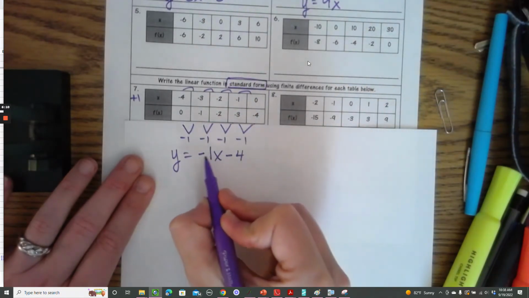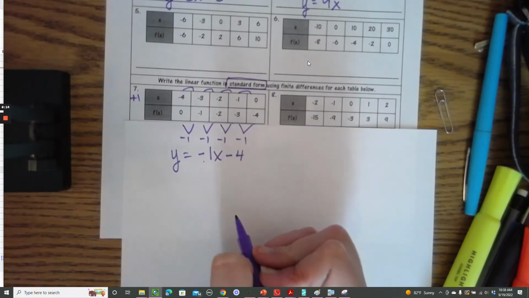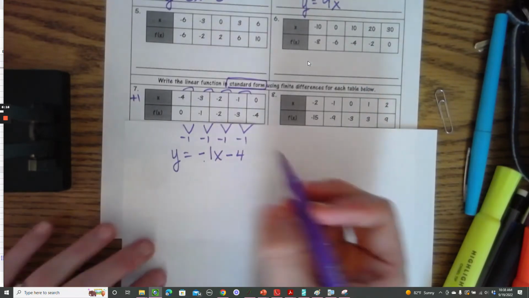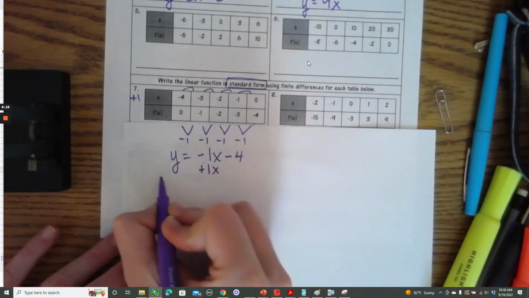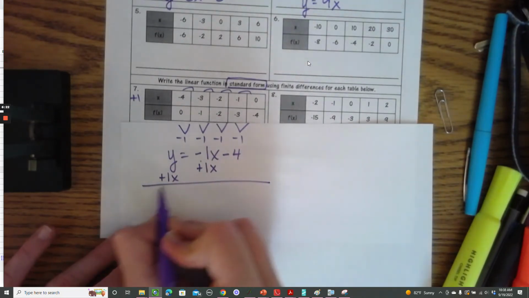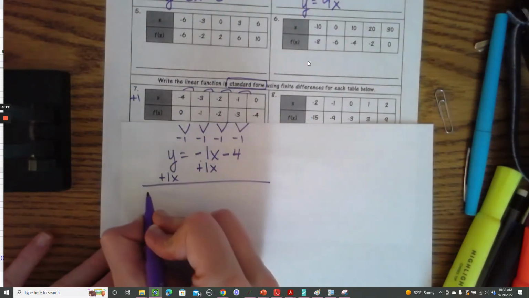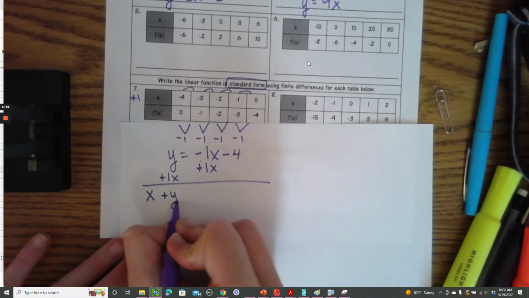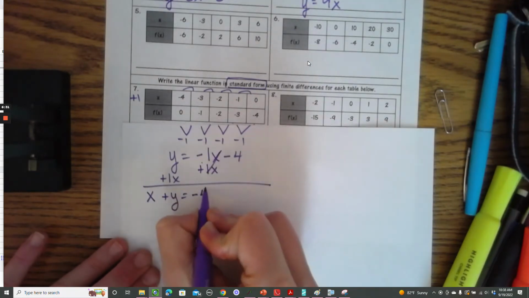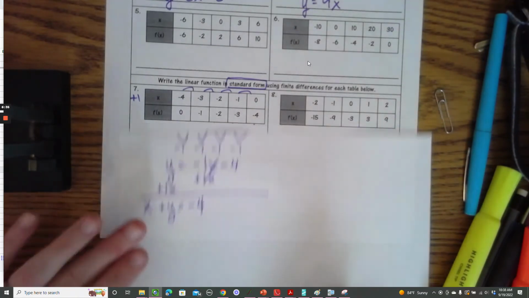But look what this one says. Standard form. So, I want the x to be positive and no fractions. Is the x positive? No. So I'm going to move it. I'm going to add 1x to both sides. X comes first. Do we write a 1 in front of that x? No. We make it invisible. And that's it. I'm done. That is in standard form.